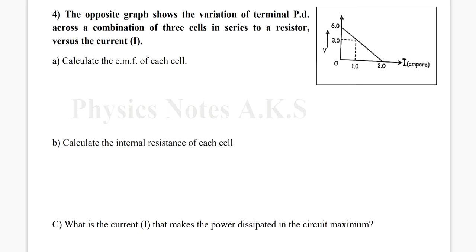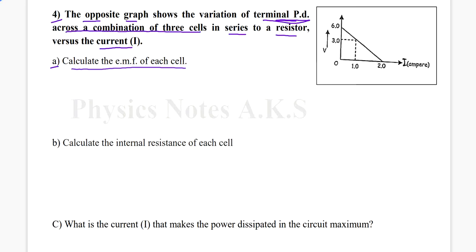Hello, I have question 4 here. It says the opposite graph shows the variation of terminal potential difference across a combination of 3 cells in series to a resistor versus the electric current. So I have the variation of V and I inside a combination of 3 cells. The first question says: calculate the electromotive force of each cell.